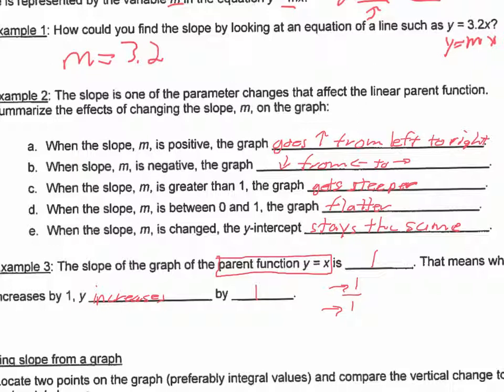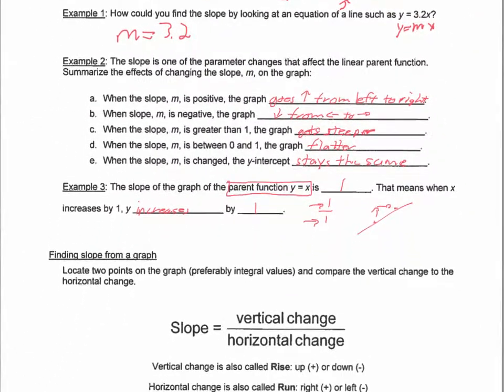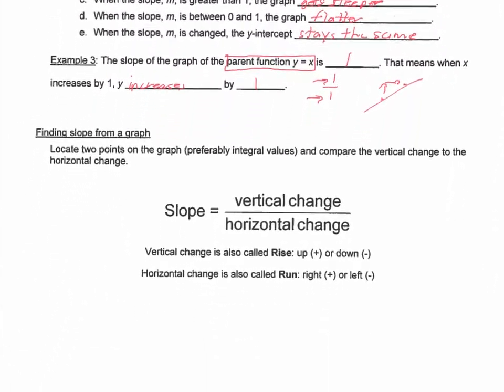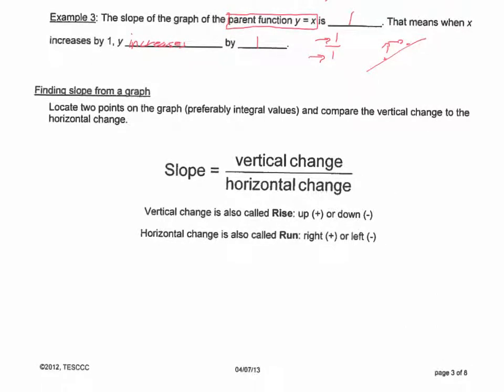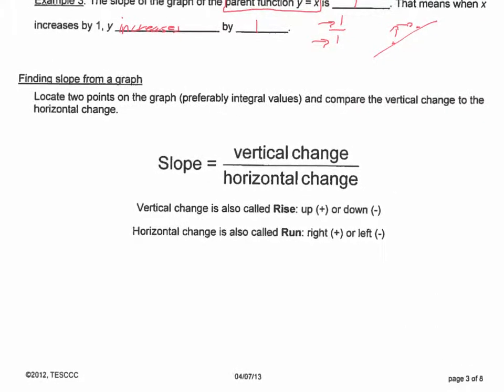Okay? We go up 1 and to the right 1 from this point to this point on a line. That's what our parent function has. Our parent function follows a slope of 1. All right, now, we have practiced this a little bit. We did this on Thursday and we practiced it a little bit on Friday. Okay, finding slope from a graph.